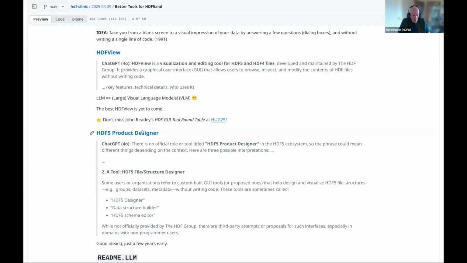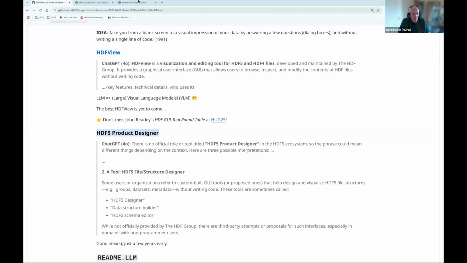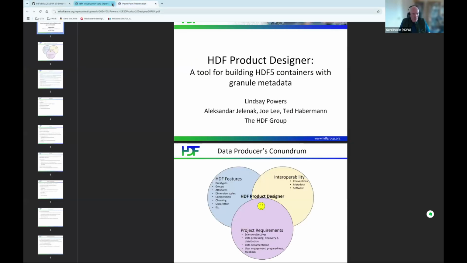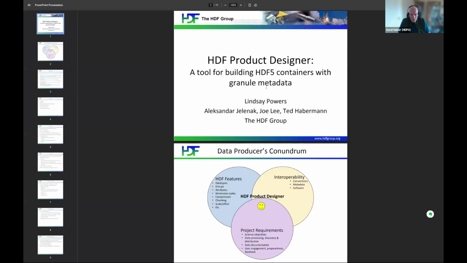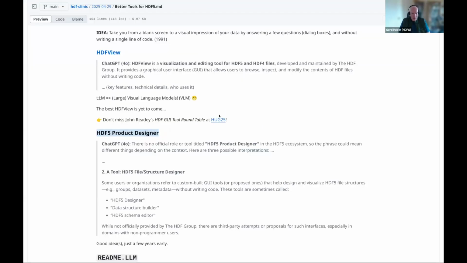And then I was only on the periphery of this, but I remember in the HDF group, we did something called the HDF product designer, and I actually found a few slides. So if you search for product designer, you come up with these slides. Interestingly enough, these slides are pretty old. I think product designer was maybe in the late 2010s, so I would think it predates, or is well within the horizon of the training data for ChatGPT.